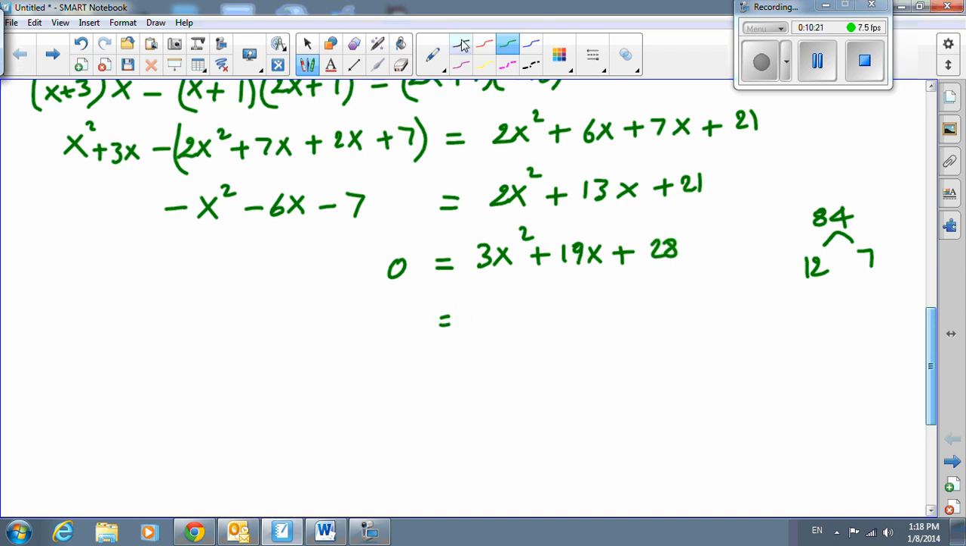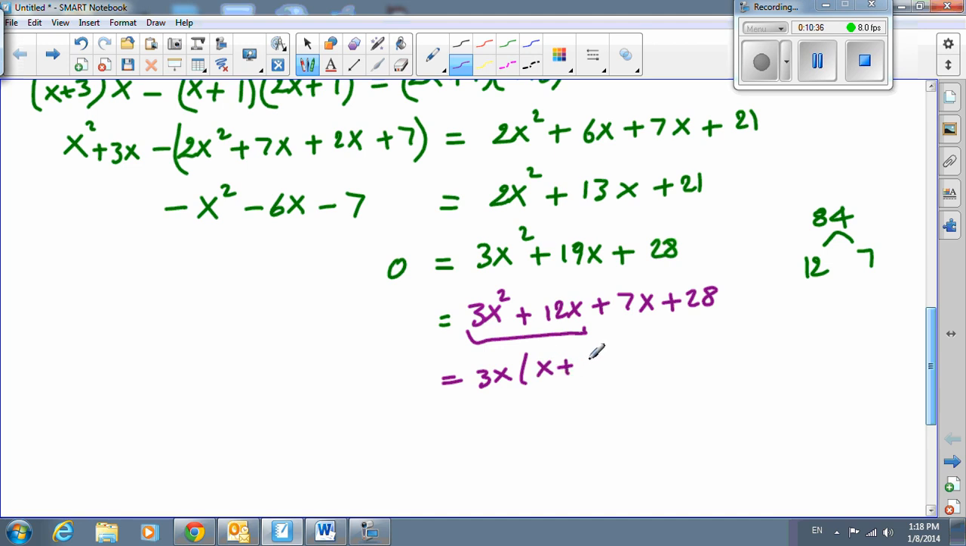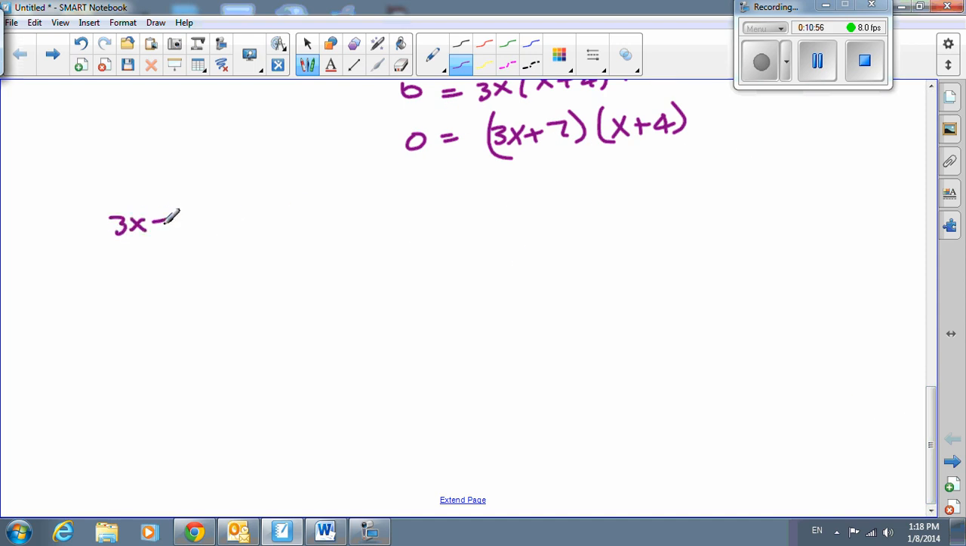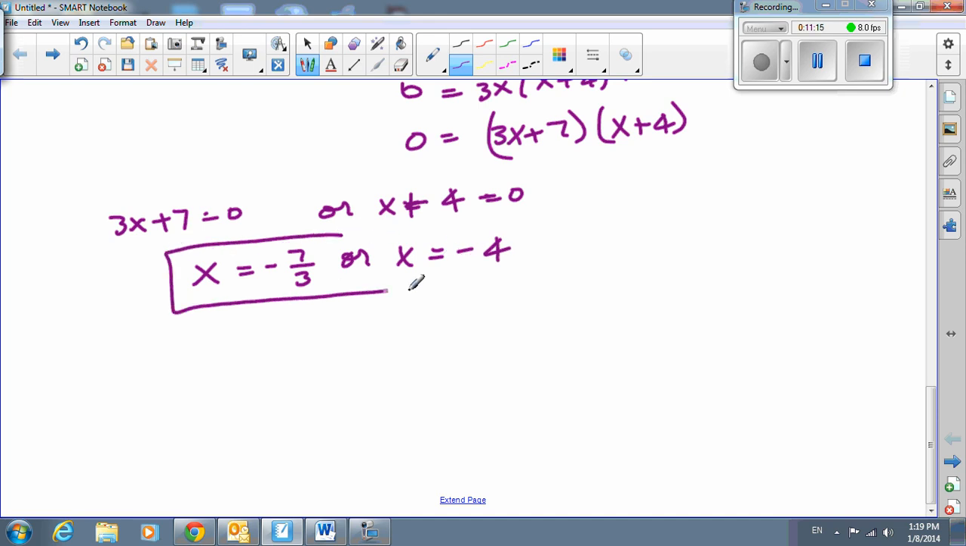So I will rewrite this expression. This expression will now be 3x squared plus 12x plus 7x plus 28. Combining the first two elements, I will have 3x in common, and I have x plus 4, plus 7 in common, and x plus 4. So if I keep going here, I will have 3x plus 7 times x plus 4. Note that it's still equal to 0. So to solve this, I will split it and say 3x plus 7 is equal to 0, or x plus 4 equals 0. If 3x plus 7 is equal to 0, it means that x is equal to negative 7/3, or x is equal to negative 4. And these are your solutions.